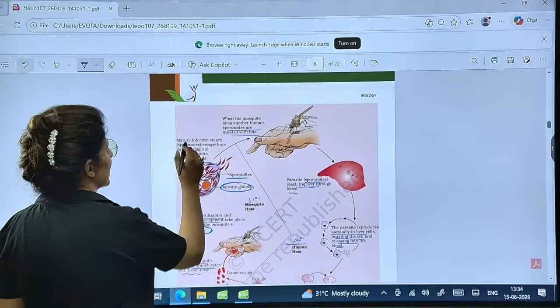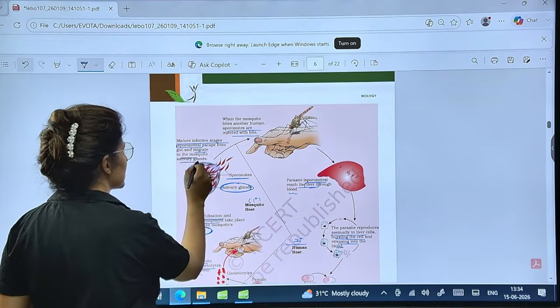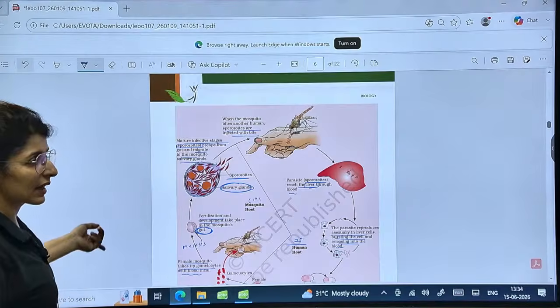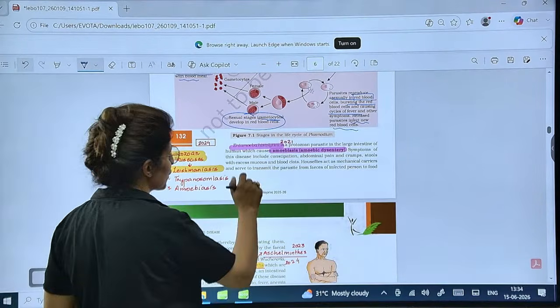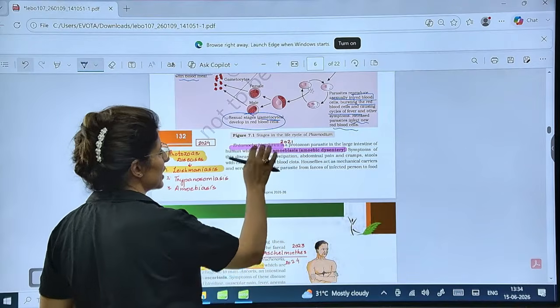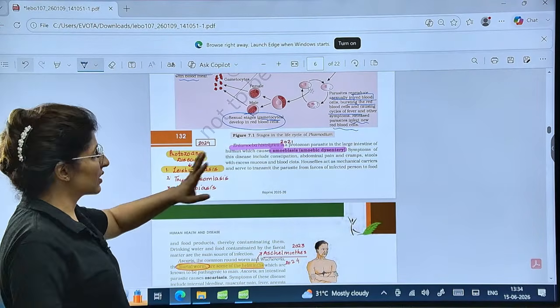So mature infective stages, that is sporozoites, escape the gut and migrate into the salivary glands. So this is the cycle of malaria. Another protozoan disease is Entamoeba histolytica. So every year we are getting one or the other disease along with the causative agent and the symptoms.